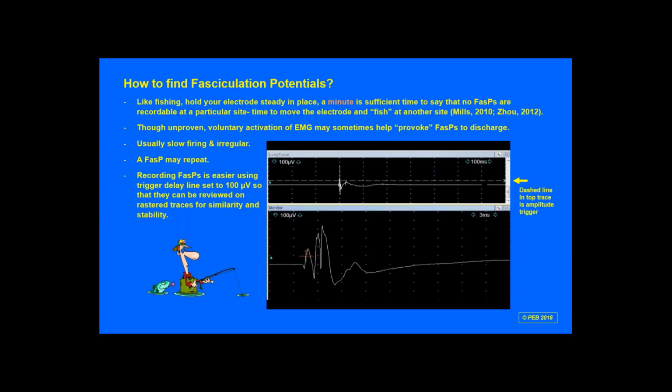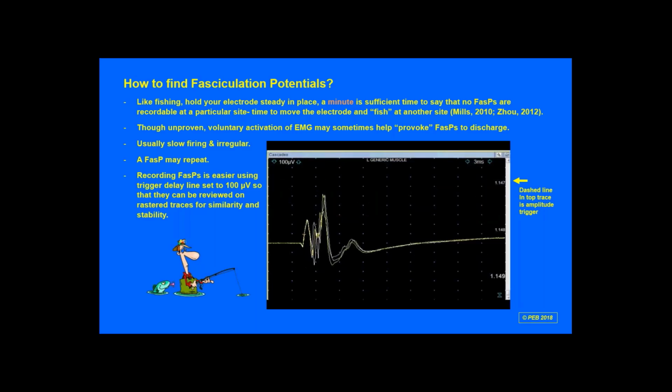Now we have the trigger delay on, and we set it arbitrarily. You can put it at 100 microvolts. You can make it lower if your baseline is very stable, to around 50. Remember, you can have distant fasciculation potentials that are just a slight distortion in the baseline, or may appear as a large positive sharp wave. And here we have one that repeats. It's unstable, not surprisingly. Here's another one that's repeated, and that's pretty cleanly superimposing.